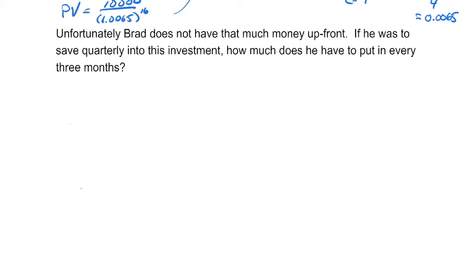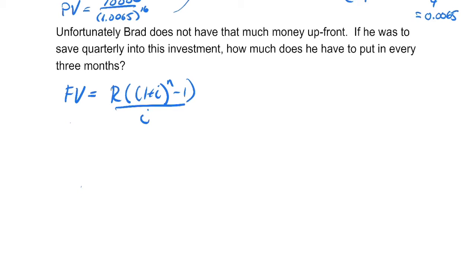So we just pull out our simple annuity formula, which is future value is equal to R times 1 plus i to the power of n minus 1, all over i. All our variables still stay the same, except we're using a different formula now. So future value is 10,000. We don't know what R is because that's what we're calculating for.